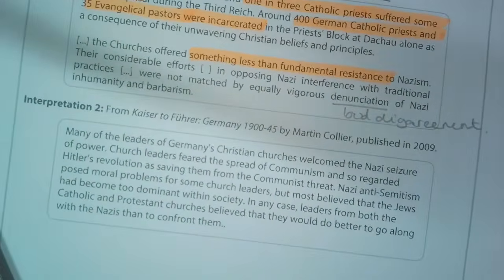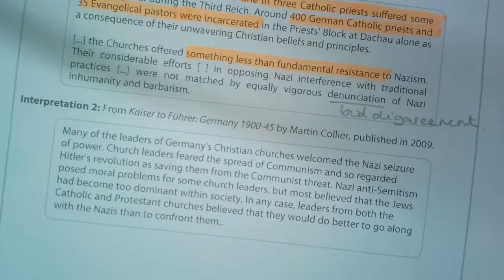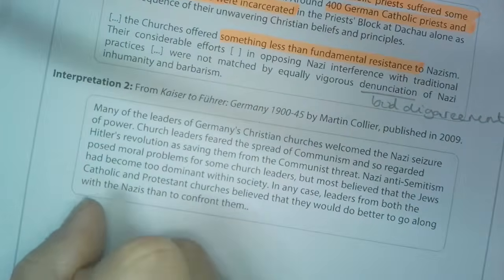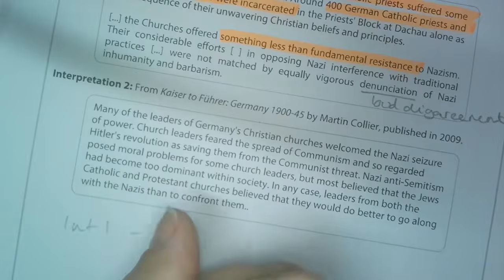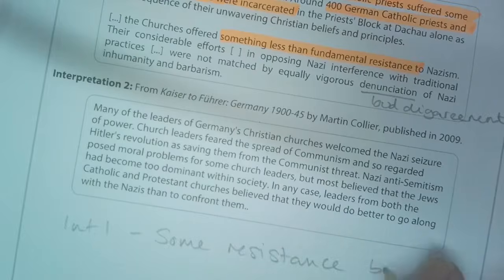Okay, let's have a look at the next bit, interpretation 2. I'm going to put the main point of interpretation 1 down here. Interpretation 1: some resistance, but limited.